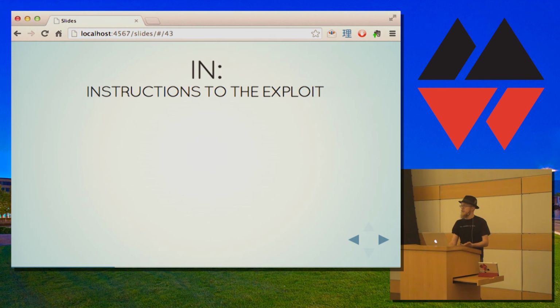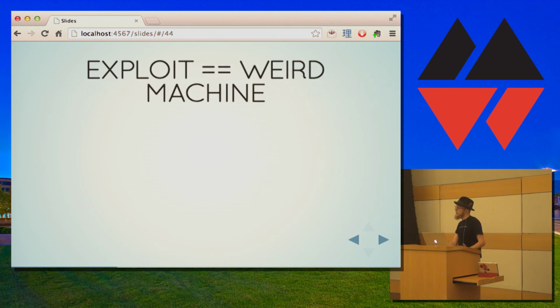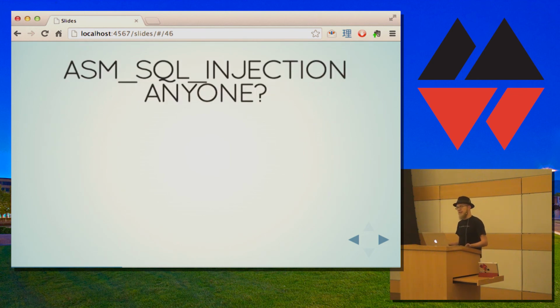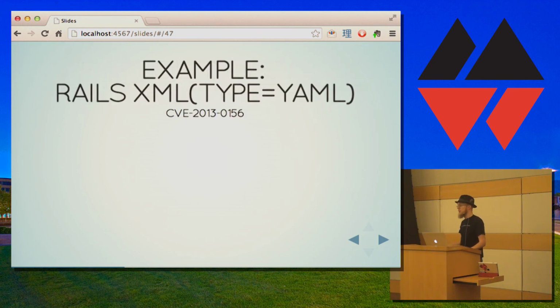The input is instructions to the exploit. And remember, an exploit is a weird machine. So you can think of the instructions as being basically a program, and it's a program in the language of the exploit. If you had a SQL injection in your application, it's sort of like writing for a machine that takes SQL as its language.